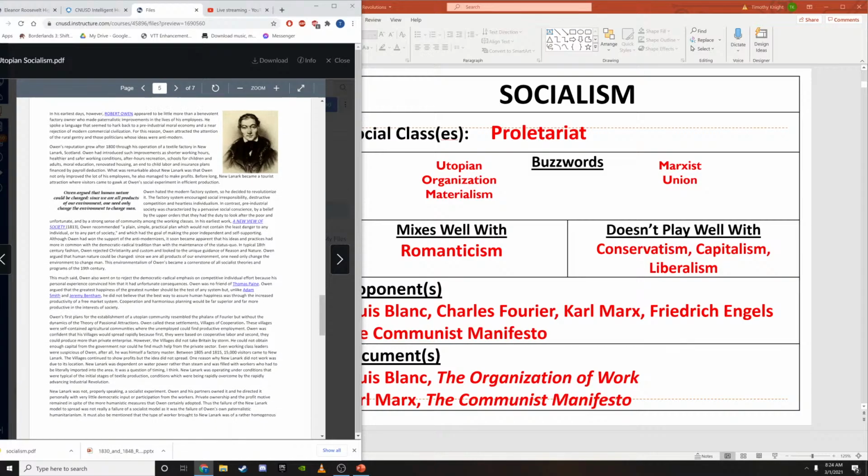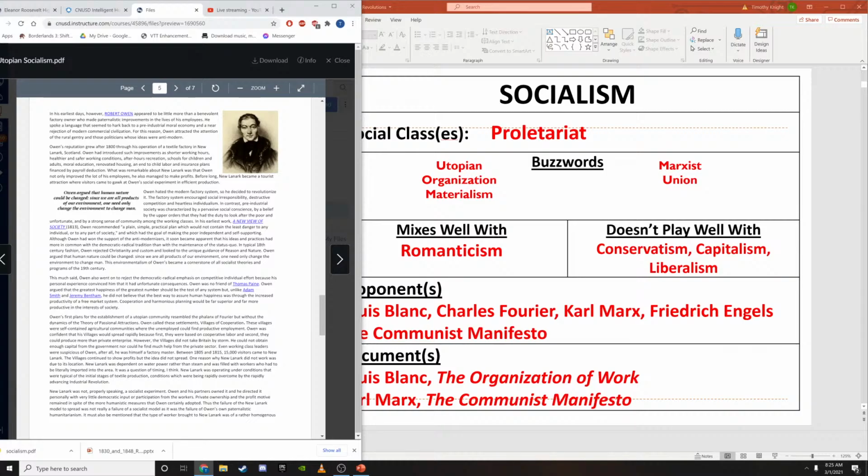Owen's first plans for the establishment of a utopian community resembled the phalanx of Fourier, but without the dynamics of the theory of passional attractions. Owen called these settlements villages of cooperation. These villages were self-contained agricultural communities where the unemployed could find productive employment. Owen was confident that his villages would spread rapidly because first, they were based on cooperative labor, and second, they could produce more than private enterprise.